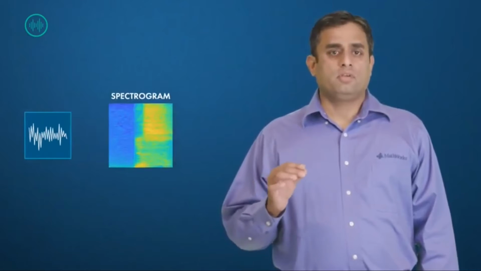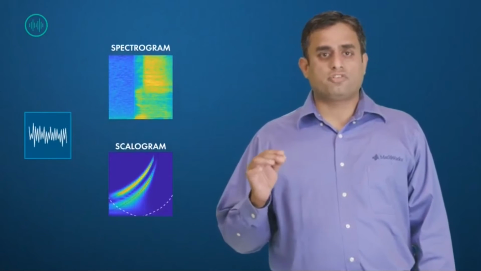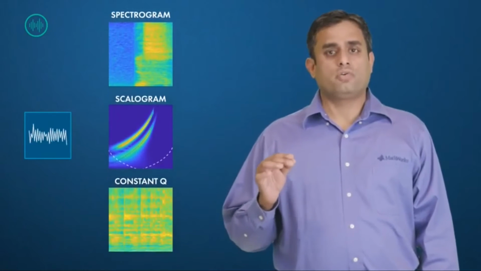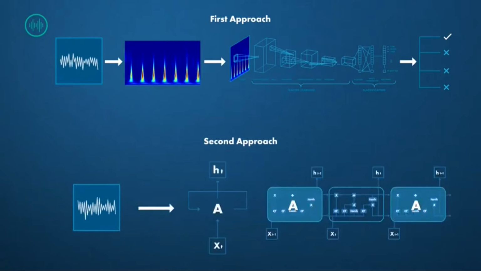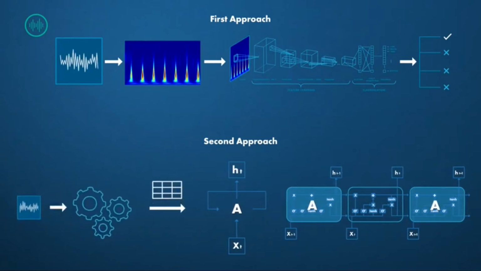There are a variety of techniques for generating time-frequency representations from signals and saving it as images, including spectrograms, continuous wavelet transforms or scalograms, and constant Q transforms. The second approach involves feeding signals directly into deep networks, such as LSTM networks. To make the deep network learn the patterns more quickly, you may need to reduce the signal dimensionality and variability.